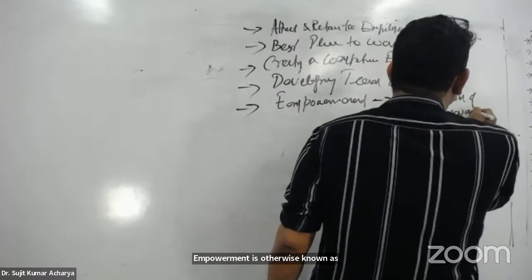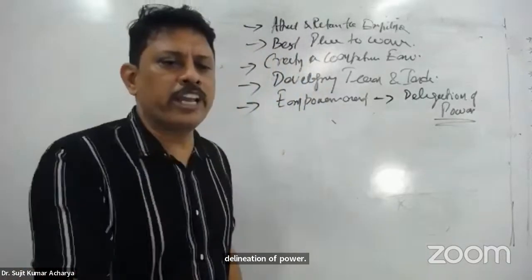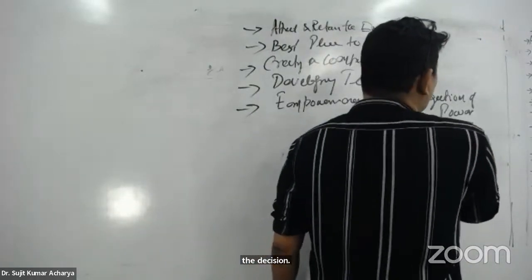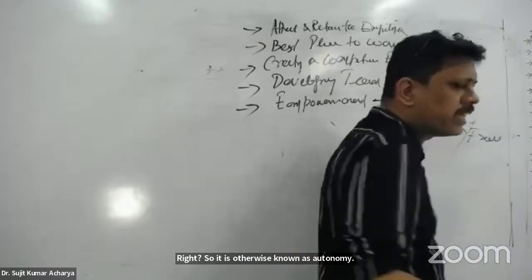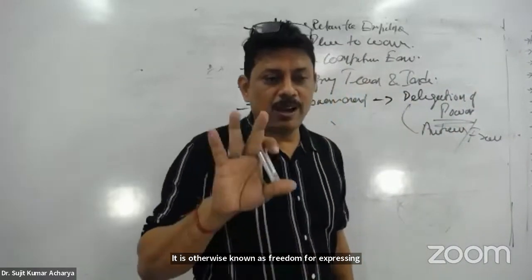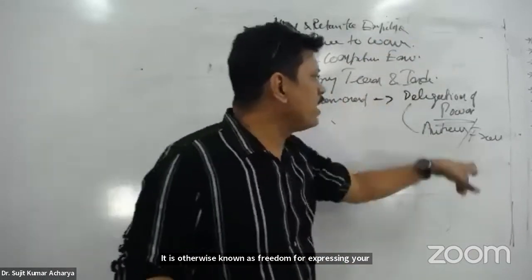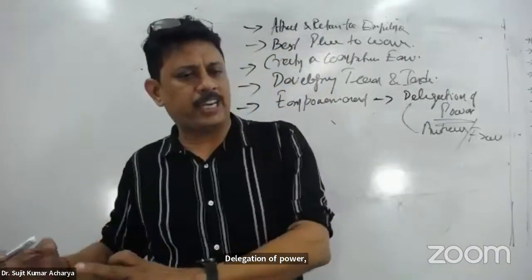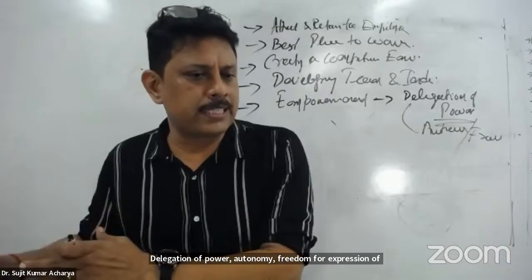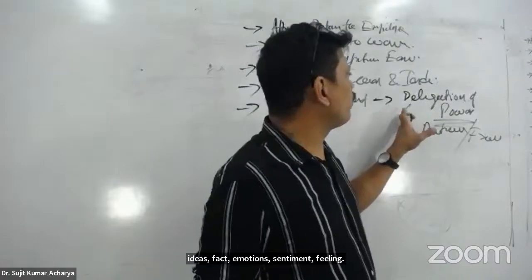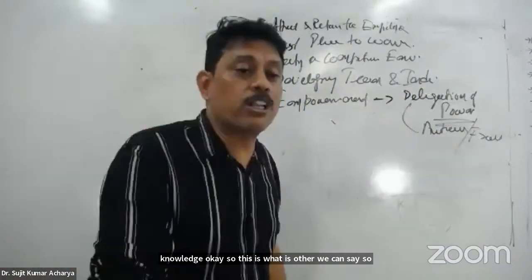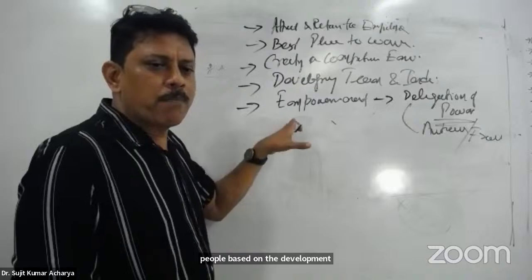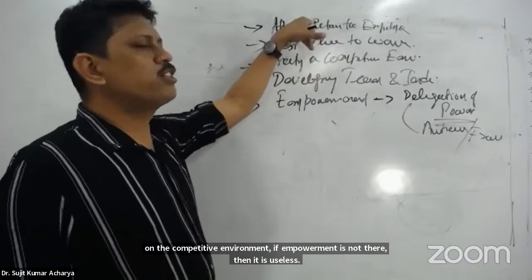Empowerment is otherwise known as delegation of power. Your father is empowering you to take the decision, right? So it is otherwise known as autonomy, freedom for expressing your views. Different terms to identify it: delegation of power, autonomy, freedom for expression of ideas, facts, emotion, sentiment, feeling, knowledge. The manager is to empower the people based on the development and the competitive environment. If empowerment is not there, then it is useless.